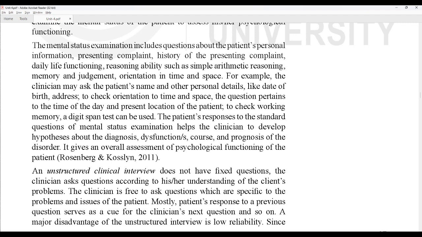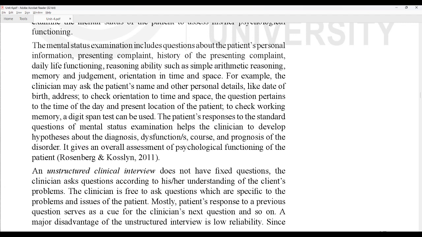An unstructured clinical interview does not have fixed questions. The clinician asks questions according to his/her understanding of the client's problems. The clinician is free to ask questions which are specific to the problems and issues of the patient.